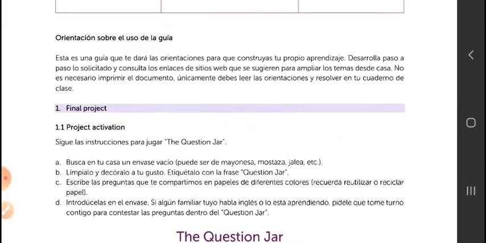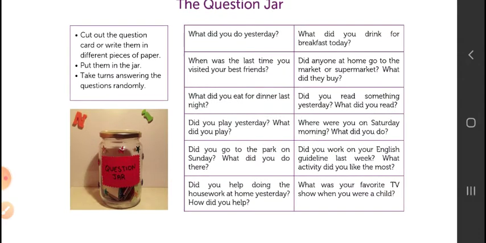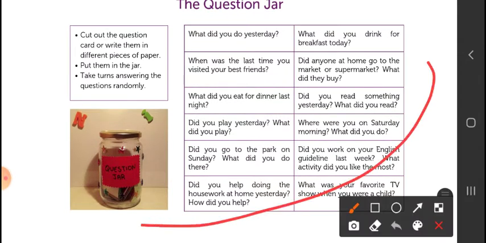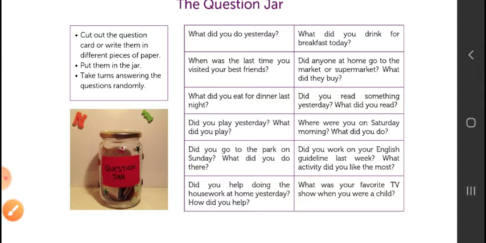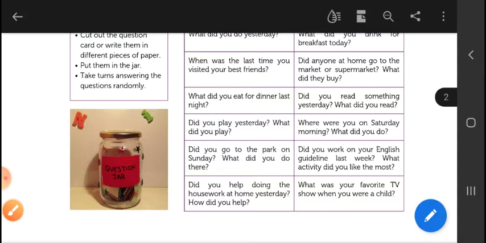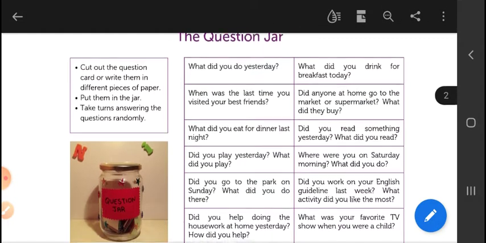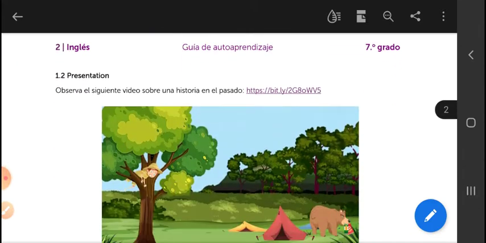First, in the activation part, we have a game, un juego, named the question jar, okay? Titulado El jarro de preguntas. It's about answering questions in English. Eso voy a responder preguntas en inglés. After that, you have a video.